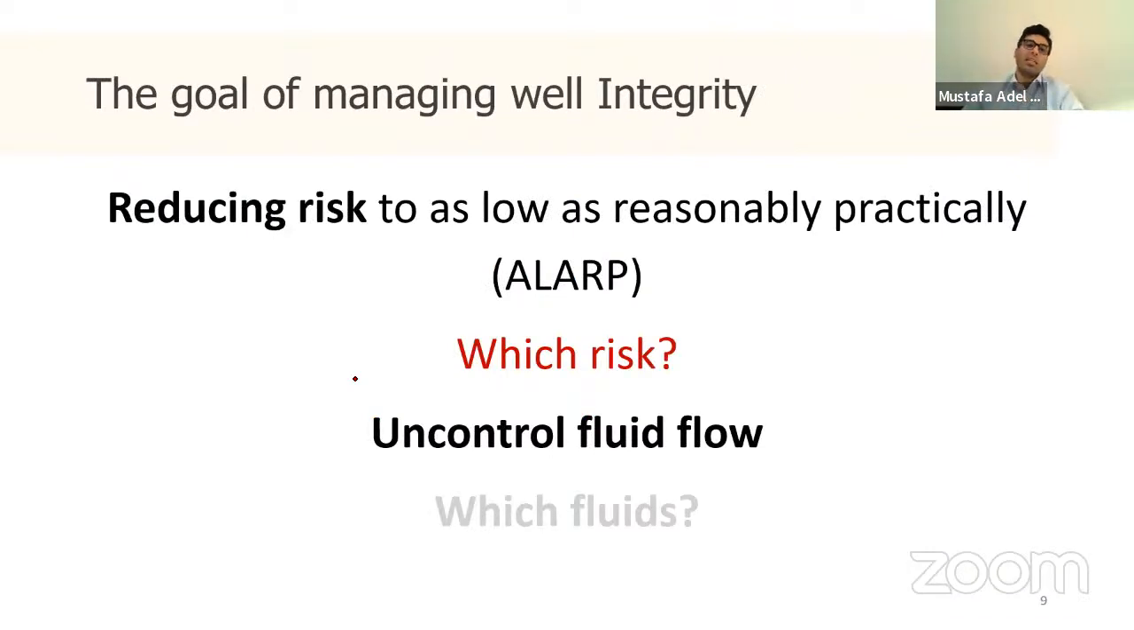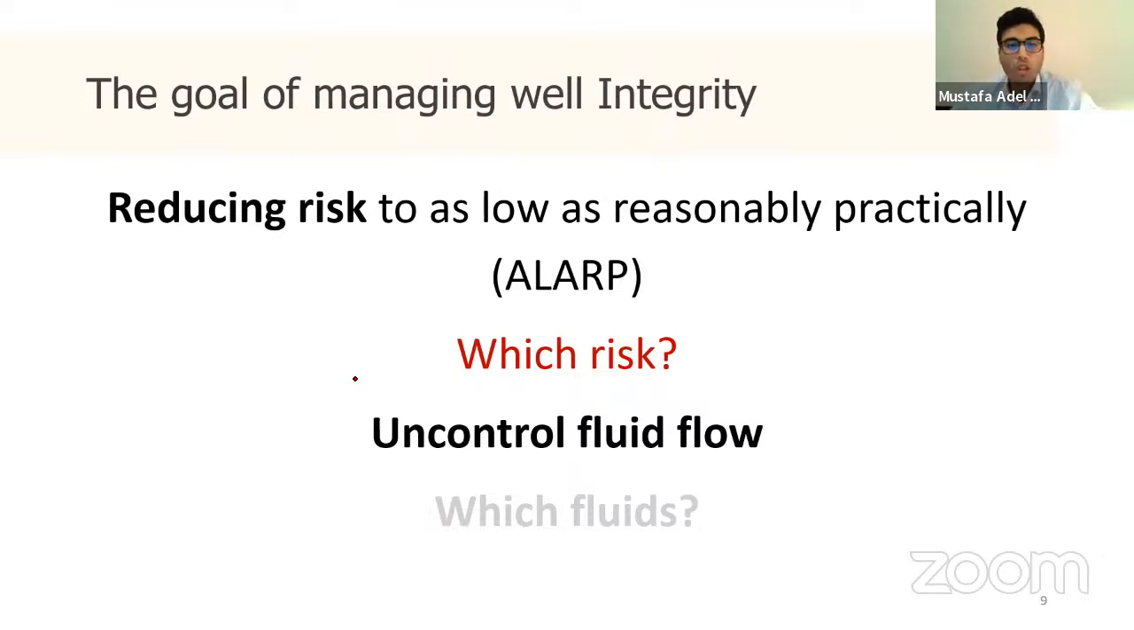The goal of well integrity is reducing risk to as low as reasonably practicable, ALARP. But which risk? The risk of having any uncontrolled fluid flow from a well. Which fluids? All fluids. If the well is producing oil, and we see a gas formation that's not supposed to produce, and we see this gas formation is producing behind the casing, then this well is suffering an integrity problem. If the well is a water injector and we inject into a formation while another formation is producing, then this well suffers from a well integrity problem.